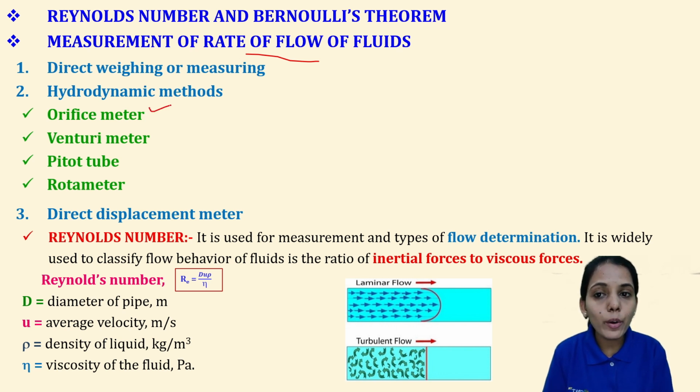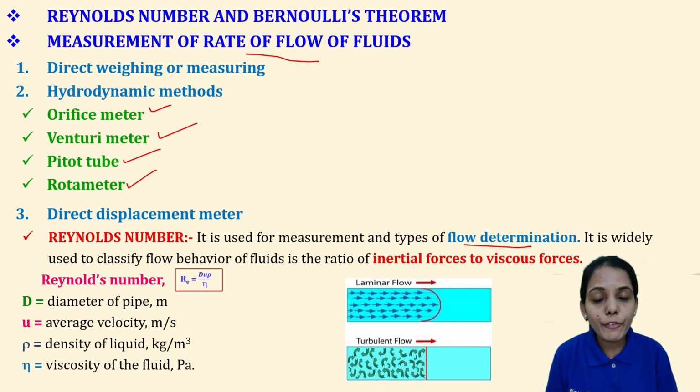Next are hydrodynamic methods: orifice meter, venturi meter, pitot tube, and rotameter. This we will see in the next table. Next is the direct displacement meter. Here the Reynolds number is important, as it is used for measurement and determination of types of flow. For example, if the Reynolds number is 2000, what kind of flow will it have? Or if the Reynolds number is high, what kind of flow will it be?